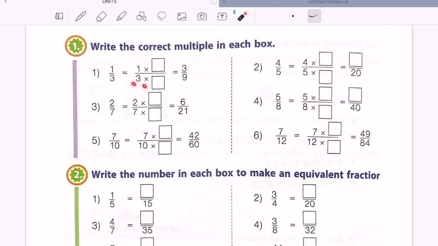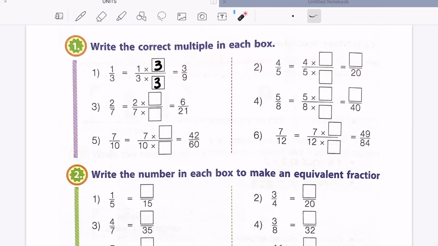So 3 times what equals 9? Or we can do 9 divided by 3. What do we get? 9 divided by 3 equals 3. And 1 times blank equals 3. It's 3. So we multiply by 3. Let's take a look at number 2.